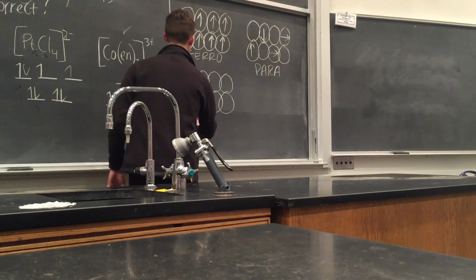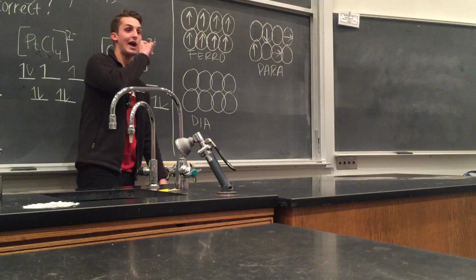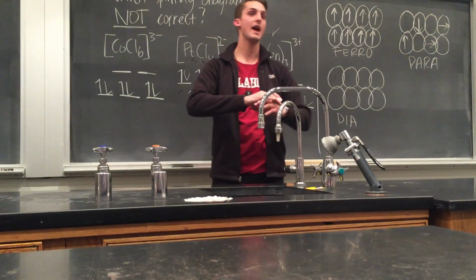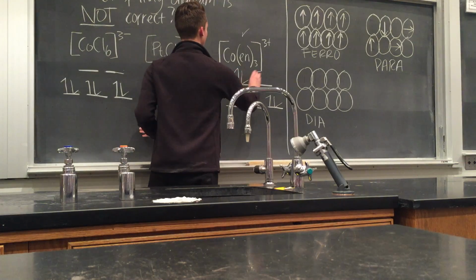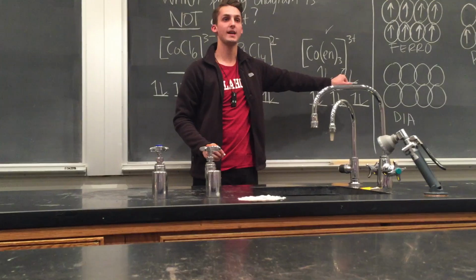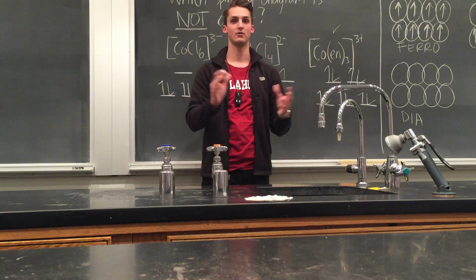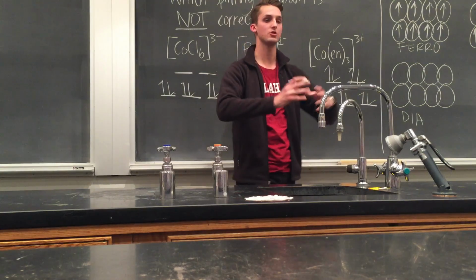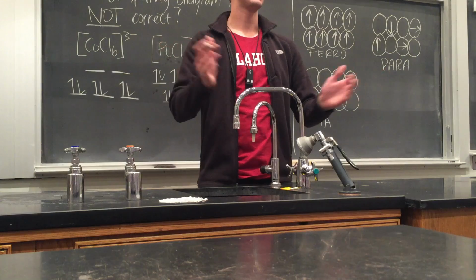Okay, the very last one is diamagnetism. And this is when every electron's paired. So if I had a diagram and every single one of these was paired, this thing would be diamagnetic. Okay? Not going to do anything. It's going to be repelled. No attractive force. It's just going to be repelled from the magnet. And that's magnetism.